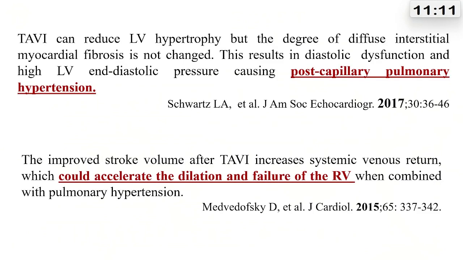TAVI can reduce the LV hypertrophy, but the degree of diffuse interstitial myocardial fibrosis is not changed. This results in diastolic dysfunction and high LV end diastolic pressure, causing post-capillary pulmonary hypertension. And the improved stroke volume after TAVI increases systemic venous return, which could accelerate the dilatation and failure of the RV when combined with pulmonary hypertension.